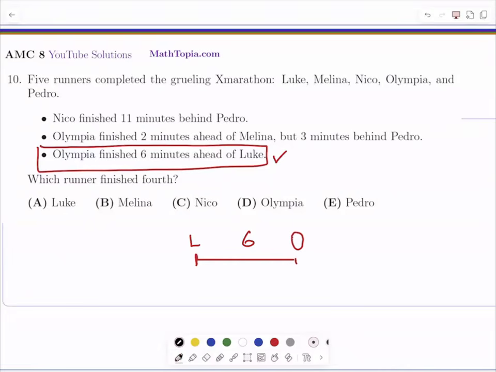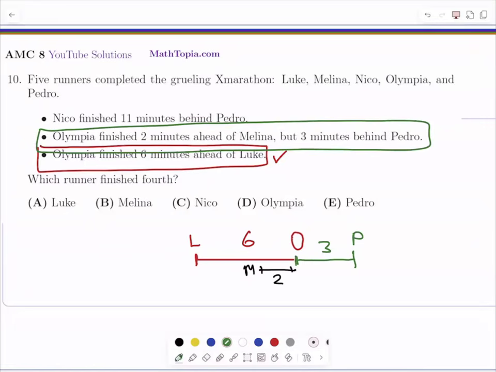What about the second information? Olympia finished 2 minutes ahead of Melina. That means, where is Melina? Here, right? Yeah, 2 minutes before, right? Yes. But 3 minutes behind Pedro. Then where am I going to put Pedro? In front of O. How many minutes? 3 minutes. It's not drawn to scale, but it's overall fine. Visualization is very important, right, Yusuf? Now we visualize the second part, right? Yes. Okay, we visualized the second part and we decided.